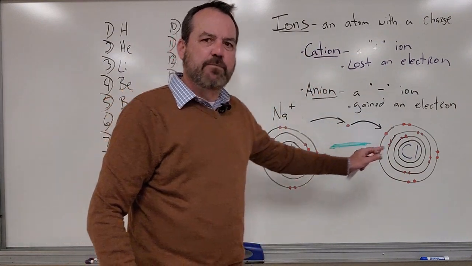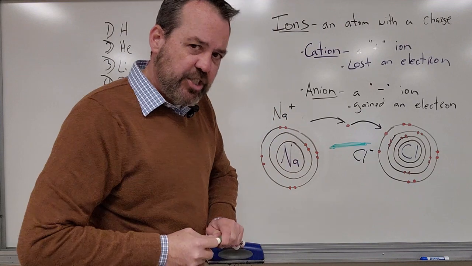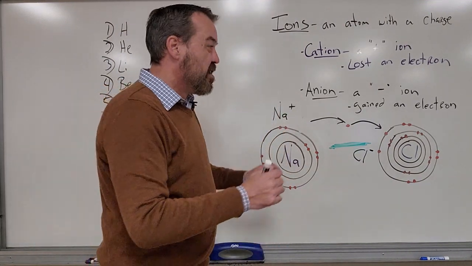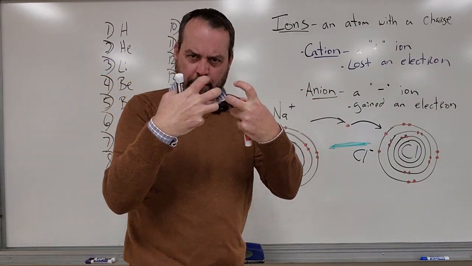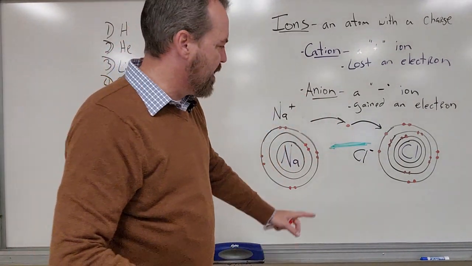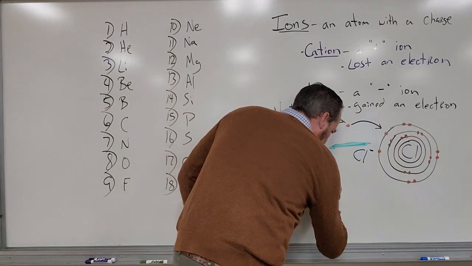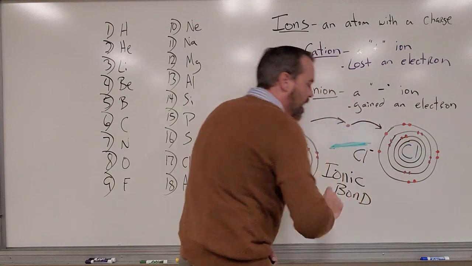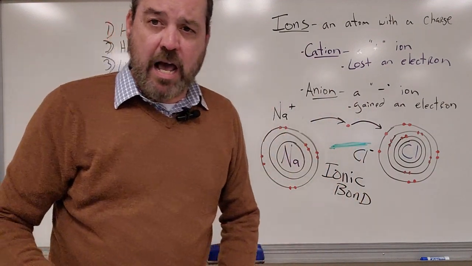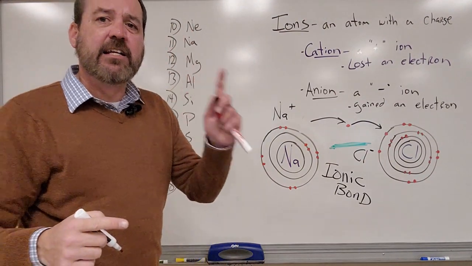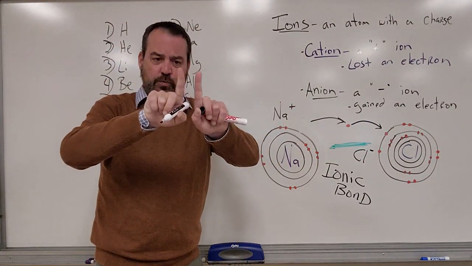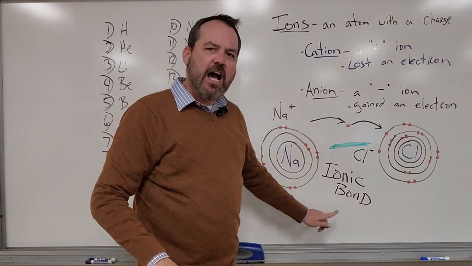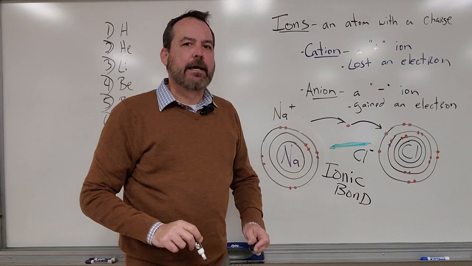So there's this attraction between these opposite charges. We've all heard that opposites attract, positive and negative, opposite charges. So sodium and chloride come together now because of their opposite charges and form what we call an ionic bond. An ionic bond is just a bond between ions. We have to have one cation and one anion, and those opposite charges will attract each other, and that forms the bond between them. A bond between ions is an ionic bond.